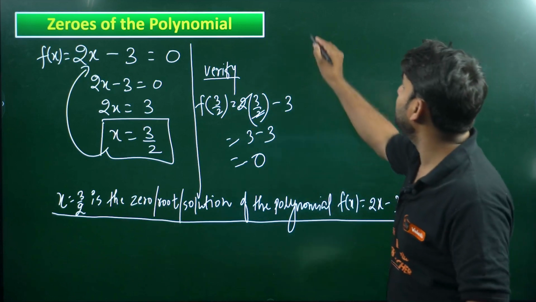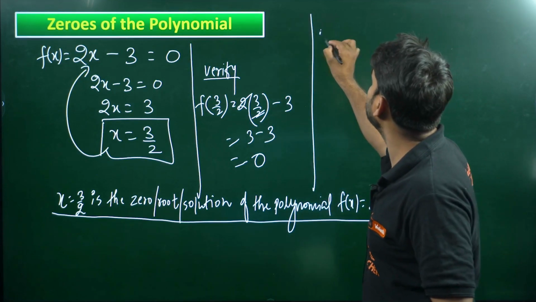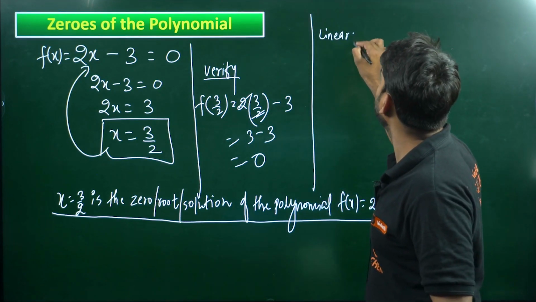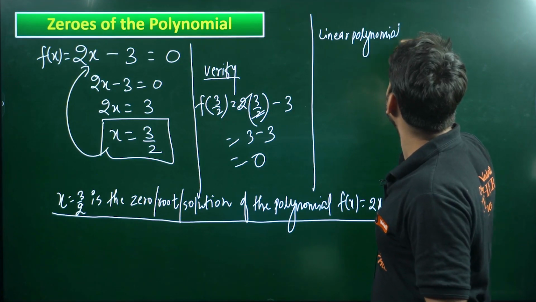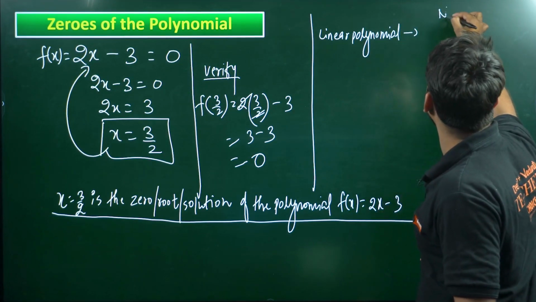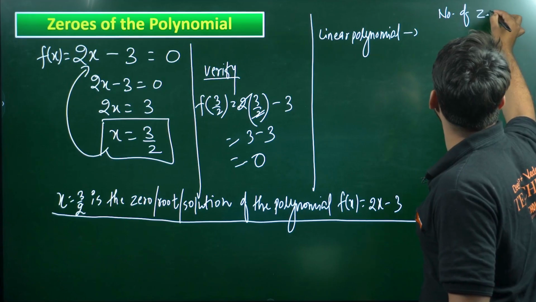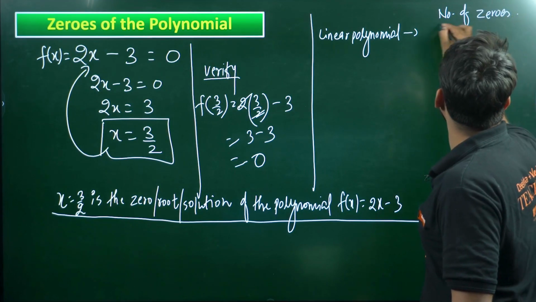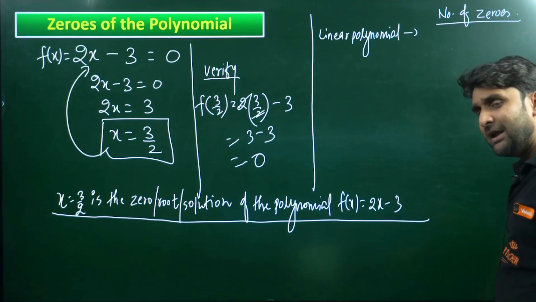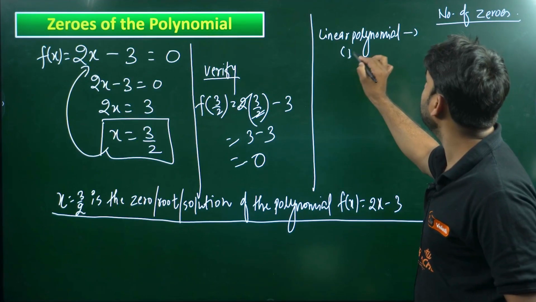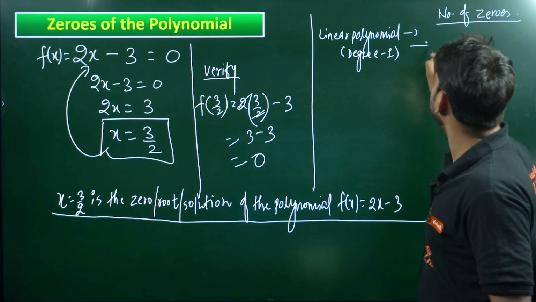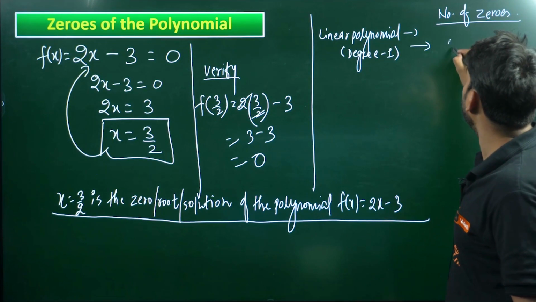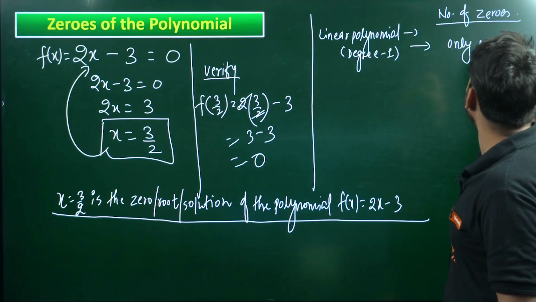So my dear champion, if you are dealing with linear polynomial, and here I am writing number of zeros. Linear polynomial, what is the degree? The degree is 1. For linear polynomial, degree is 1, and that is the reason why number of zeros will be only 1. Only one value will be there.